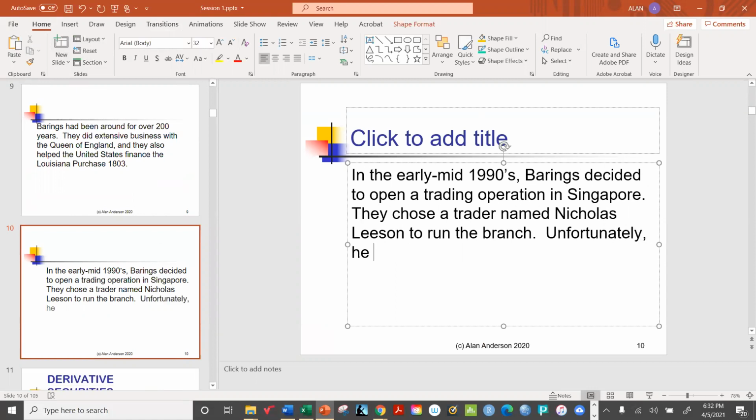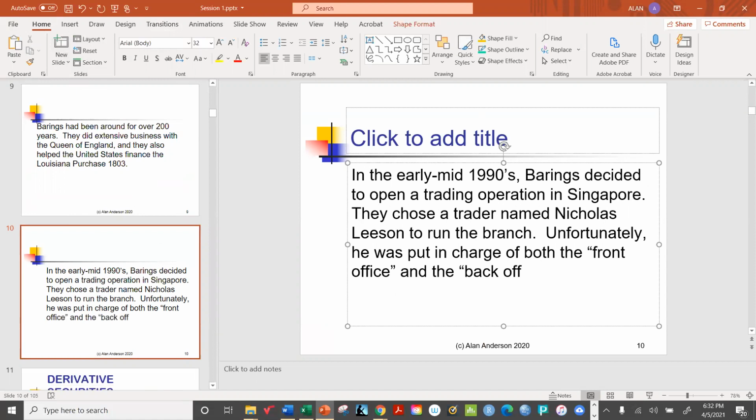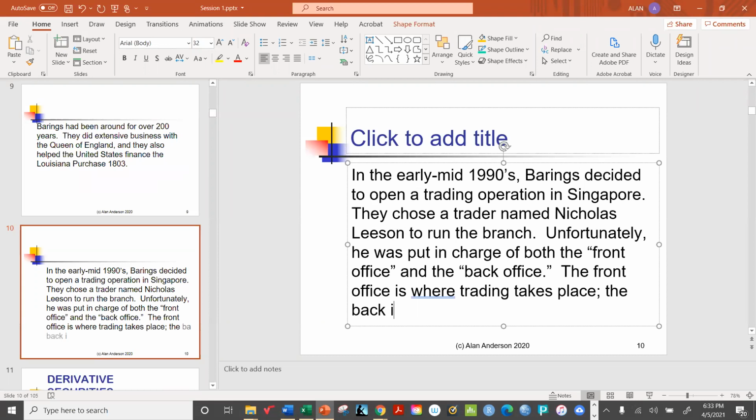Unfortunately, he was put in charge of both the front office and the back office. What does that mean? In Wall Street jargon, the front office is where trading takes place. The back office is where the accounting information is kept. In other words, Leeson was in charge of both of them. Now you can see where this is going, I bet.